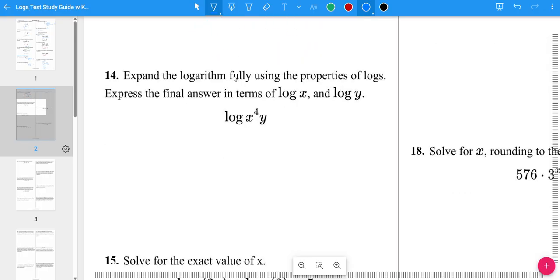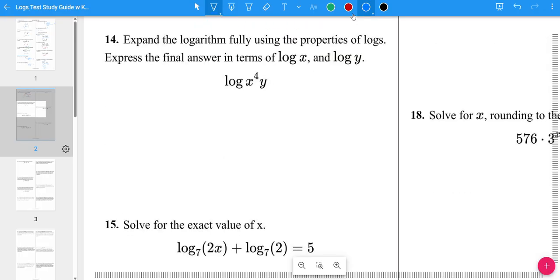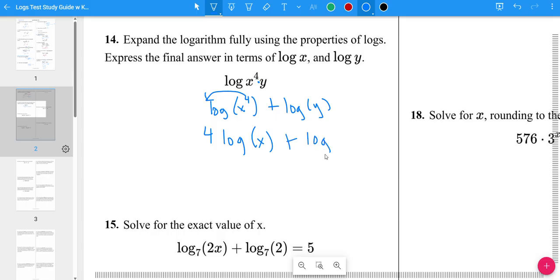Same thing here. This is x to the 4th times y. So then we can split this into addition. Log of x to the 4th plus log of y. And then this moves to the front. 4 log x plus log y.